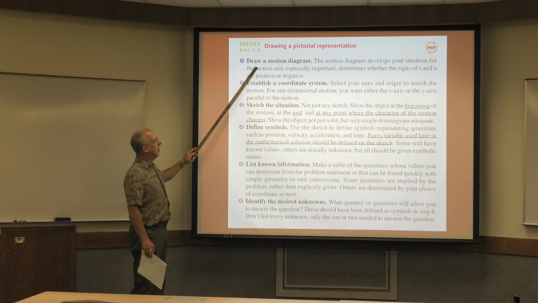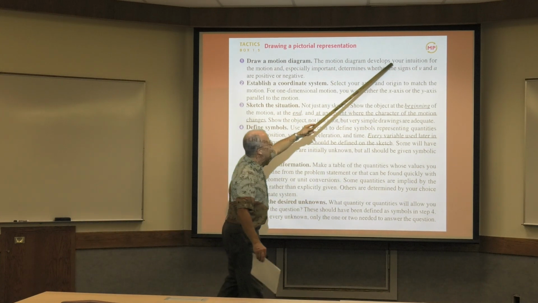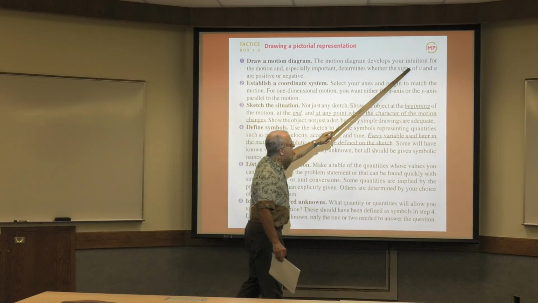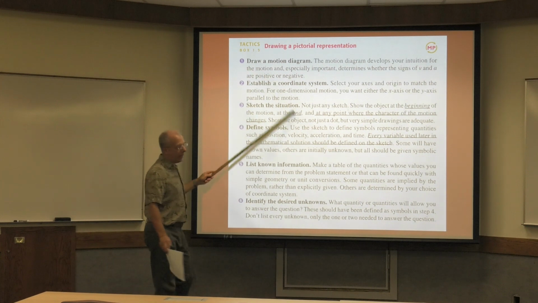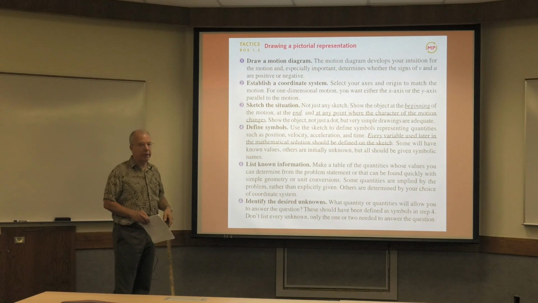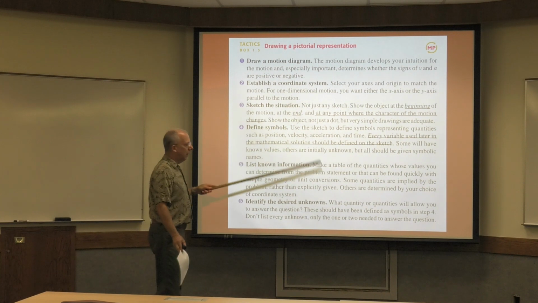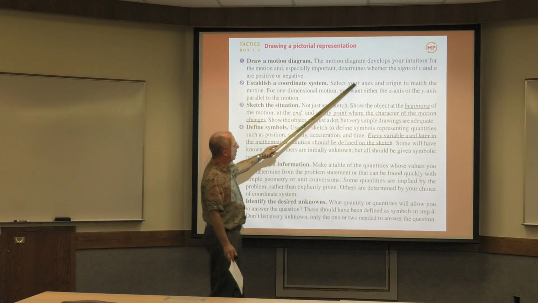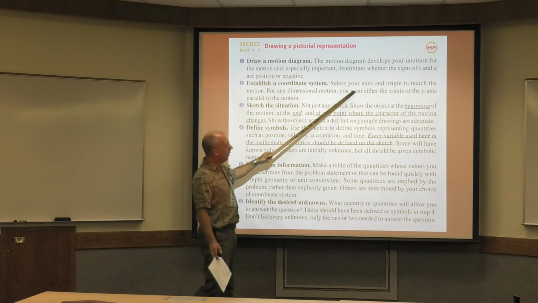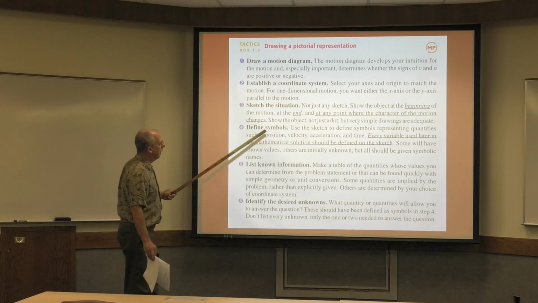First thing, draw a motion diagram. Why? Because it develops your intuition for the motion, and especially important, determines whether the signs of v and a are positive or negative. So it's just a tool to help you figure out what's going on and to prevent you from making silly mistakes. Establish a coordinate system. No kidding, right? But hold on. Select your axes and origin to match the motion. For one-dimensional motion, you want either an x-axis or a y-axis parallel to the motion.